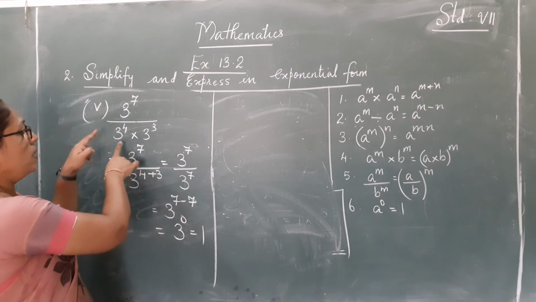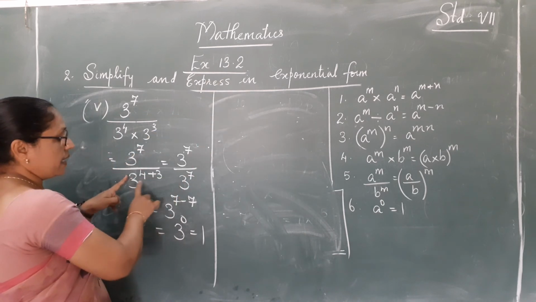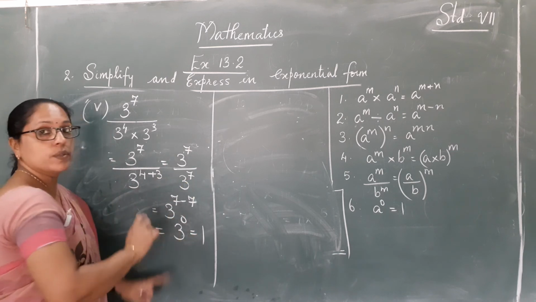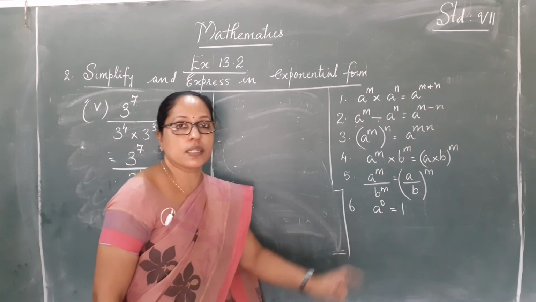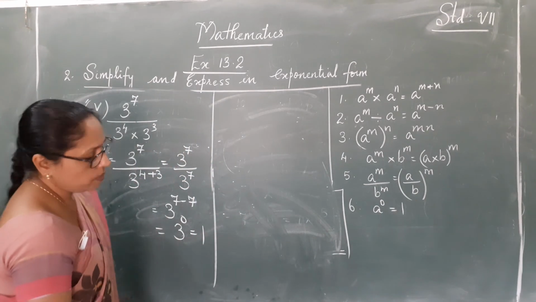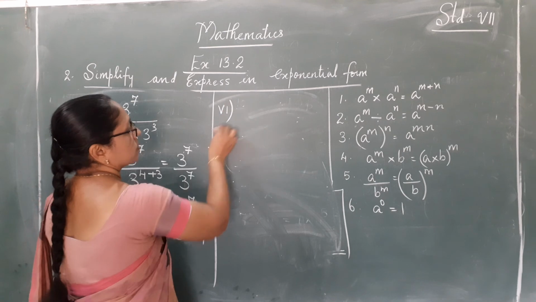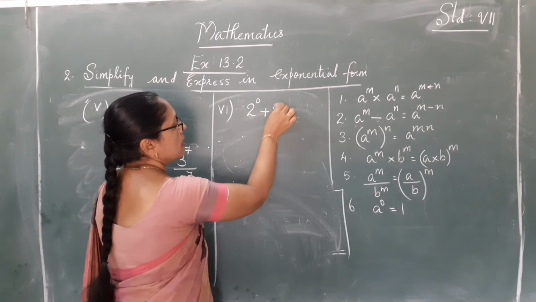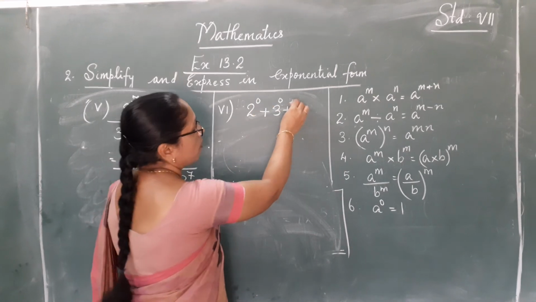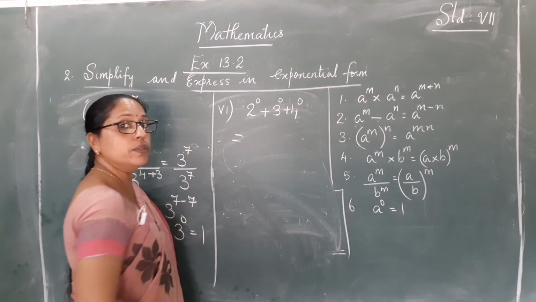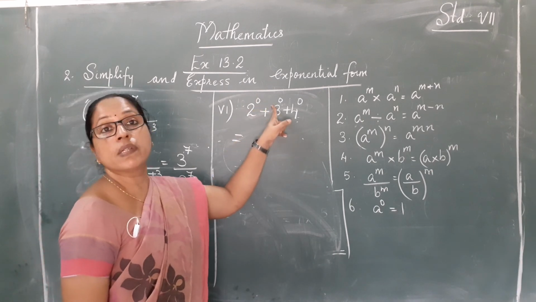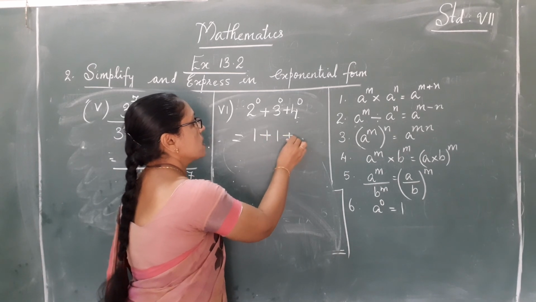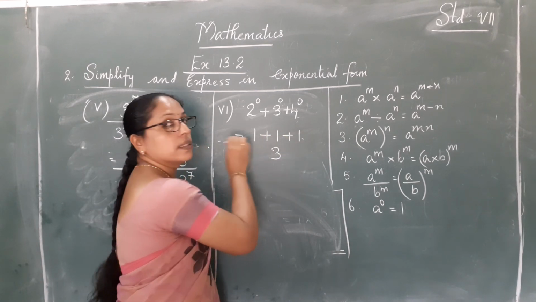See, in one problem, first we applied the first law, added the powers, then we applied the second law, subtracted the powers, then we used the final one. Answer is 1. Okay, now sixth question. Sixth question, 2 raised to 0 plus 3 raised to 0 plus 4 raised to 0. So simple to do. You know what is any number to the power 0? 1. So 1 plus 1 plus 1 is equal to 3.